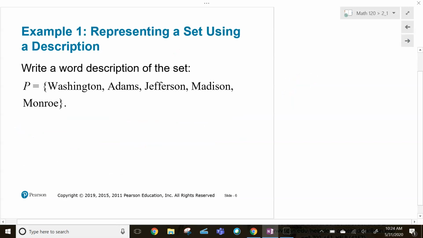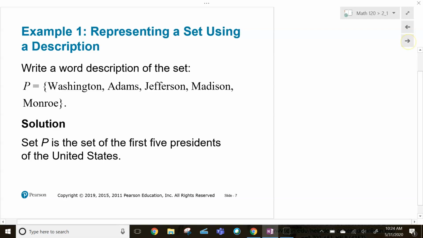So here's a word description of this set here. You've got capital P, with Washington, Adams, Jefferson, Madison, Monroe. If you were to write a word description, you'd just say that's the first 5 presidents of the United States. That's set P.